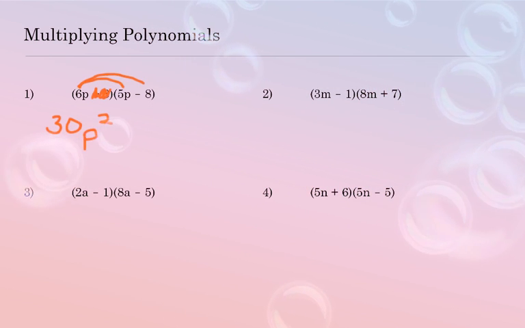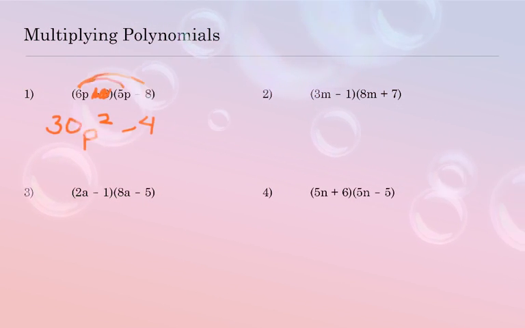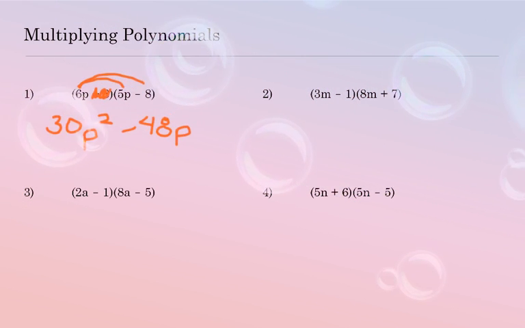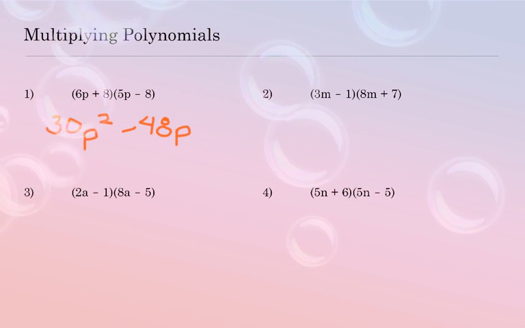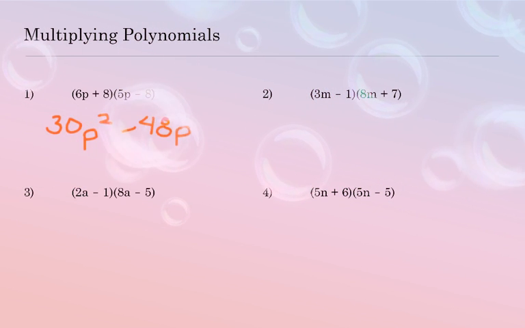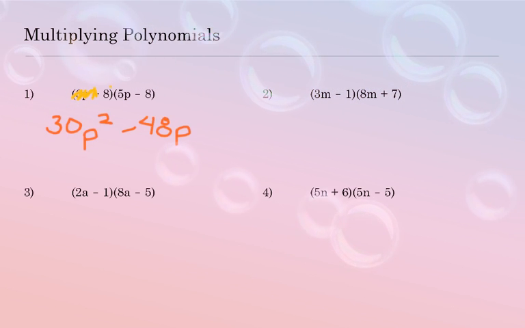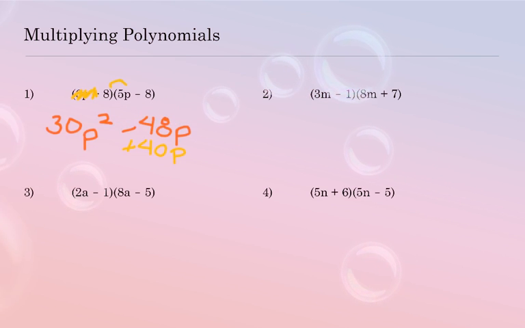Now, what about 6p times negative 8? Numbers again, 6 times negative 8. It's negative 48, and we tag on that p. So we just did 6p times everything. Now let's ignore the 6p and just worry about the 8. 8 times 5p. 8 times 5. Eight times negative 8.